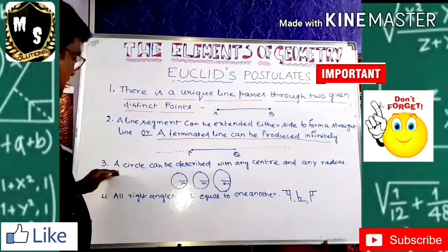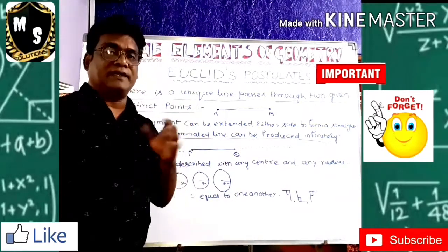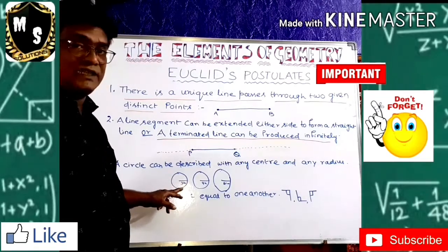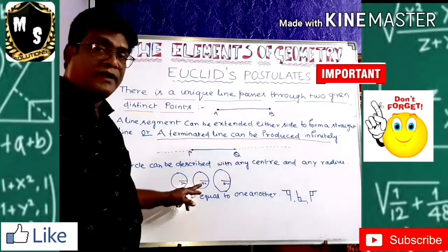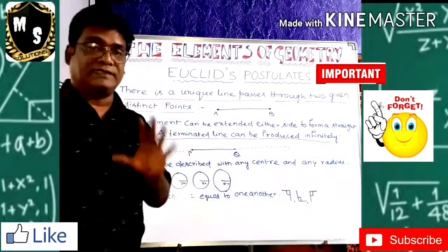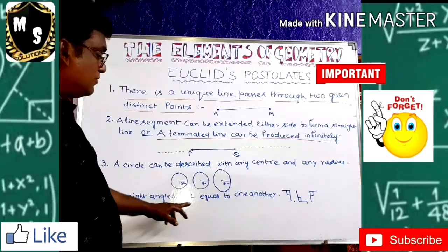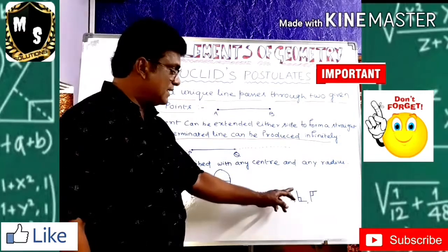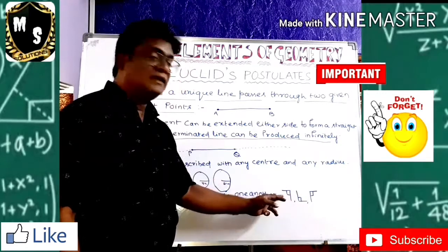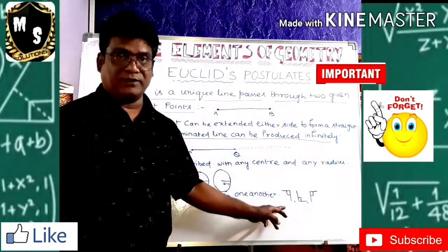Third postulate is a circle can be described with any center and any radius. If you take any center and any radius, look at it. First center I took and the radius I took 3 cm, a circle came, and I drew a 4 cm radius circle, I drew a 5 cm radius circle. So with any radius and any center, we can draw circles. Next is right angles are equal to one another. Look at it. One right angle is like this, another right angle is like this, another right angle is like this. But the measurement is still 90 degrees. So all right angles are equal to one another.